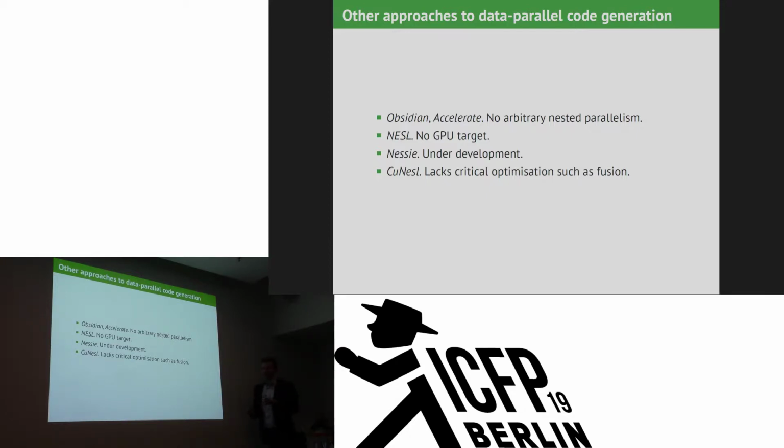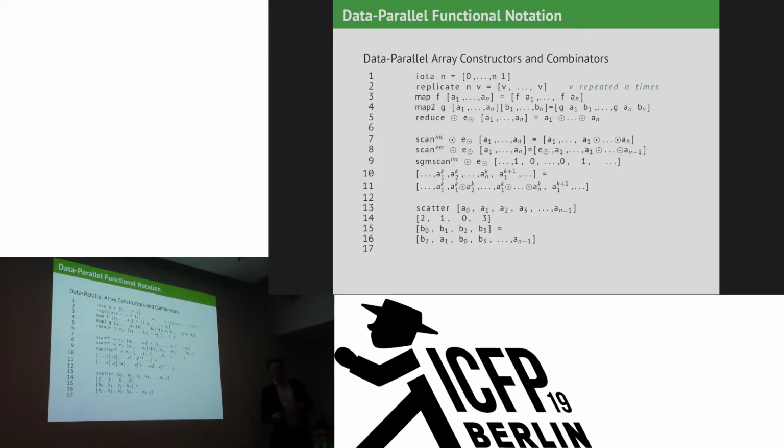All right, why do we believe Futhark not excels, but is well suited for this? Obsidian and Accelerate do not support arbitrary nested parallelism. Nesl doesn't have a GPU target. Nessie, which is the GPU target of Nesl, as I recall, is under development. And CuNesl, which is a GPU target, lacks critical optimizations like fusion of functions and so on. So these are the data parallel functional combinators we're using heavily. I'm not going to go into details.